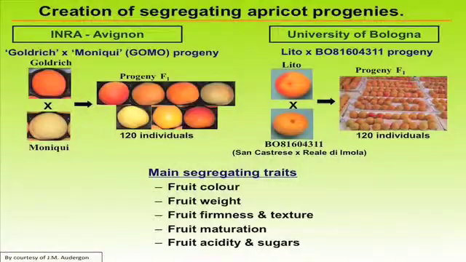About apricot, the same strategy, with two progenies: Goldrich cross Monici, worked in Avignon, and this one worked in Bologna, in Italy, between Lito and this accession. You have here 120 individuals in both progenies. And we are working on fruit color, fruit weight, fruit firmness and texture, fruit maturation, fruit acidity and sugars, to give you examples.